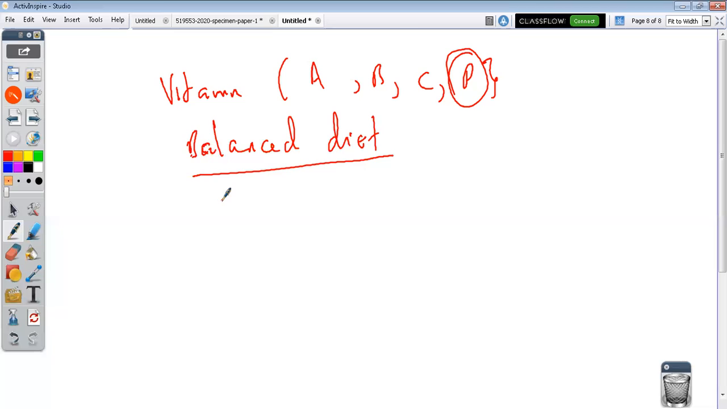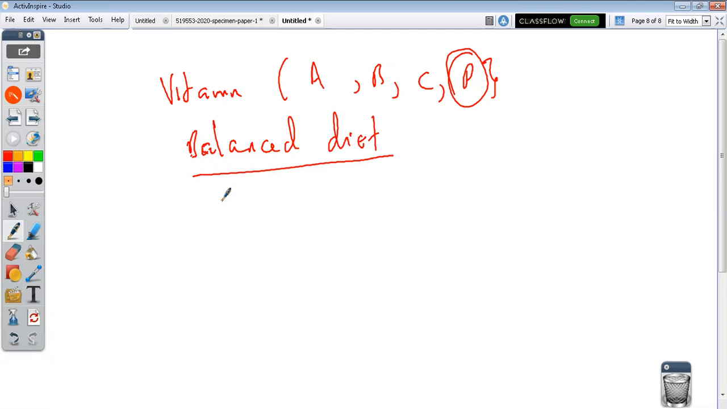A balanced diet is a diet consisting of a variety of different types of food, and it provides the adequate amount of the nutrients that are necessary for the health of the body. Okay, that's true. 2 marks maybe. A balanced diet is a diet that contains the required nutrition in their correct proportions.